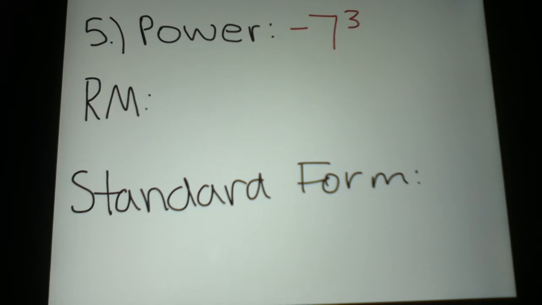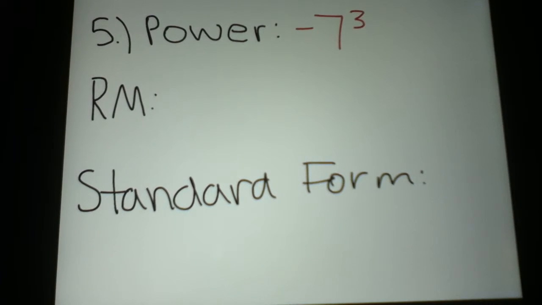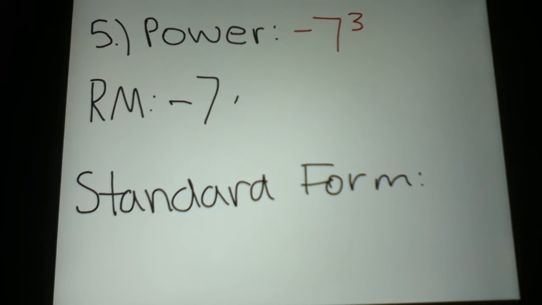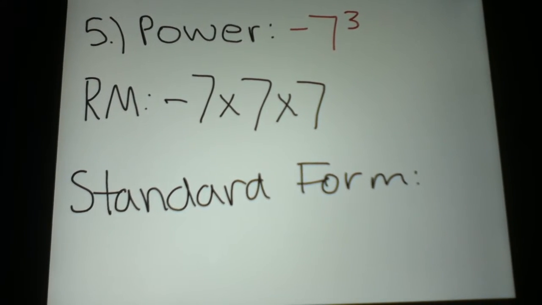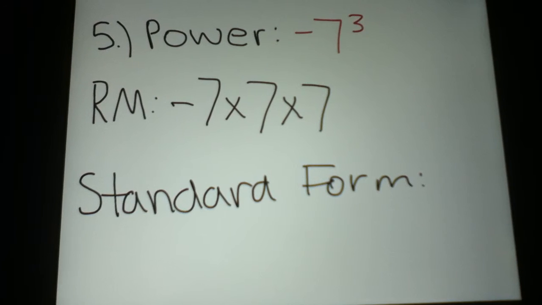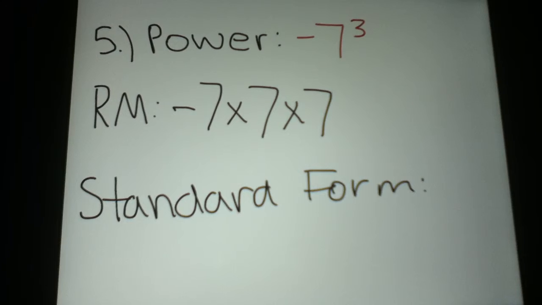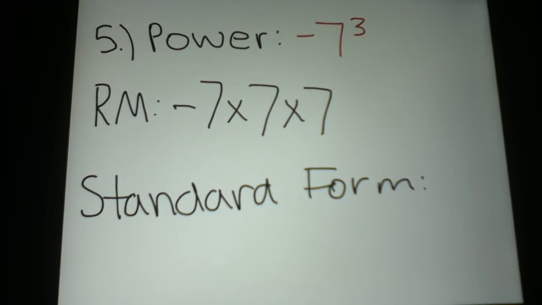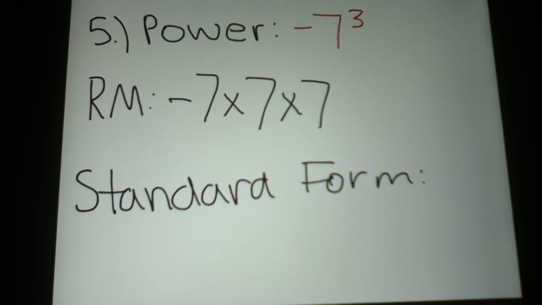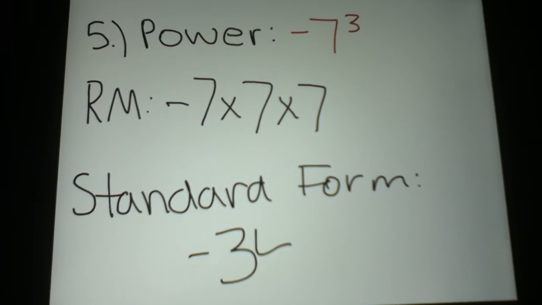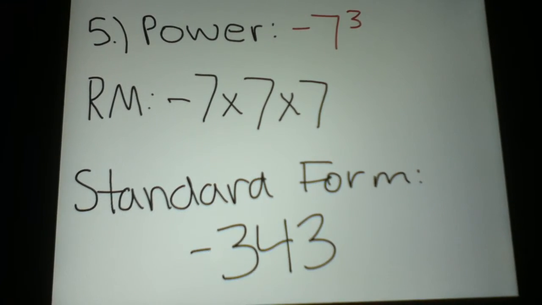Now we can try example 5, which looks like this. In this case, the repeated multiplication will look like this. There is only one negative at the front because there is only one negative in the power. The final answer in standard form will be negative because the negative 7 is not in brackets. So the standard form will be negative 343. You get this by doing the repeated multiplication.